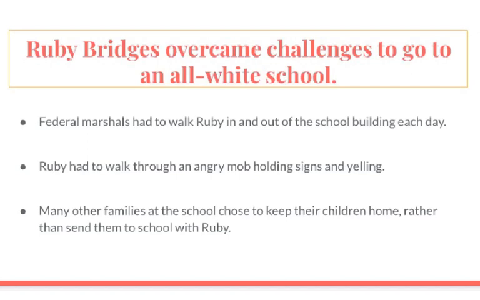Some supporting details to why it was such a challenge was that federal marshals had to walk Ruby in and out of the school building each day, and Ruby had to walk through an angry mob holding signs and yelling. Also, many other families at the school chose to keep their children home rather than send them to school with Ruby. So bring these details back into your mind about this real event that happened with a real first grade girl at this time period.